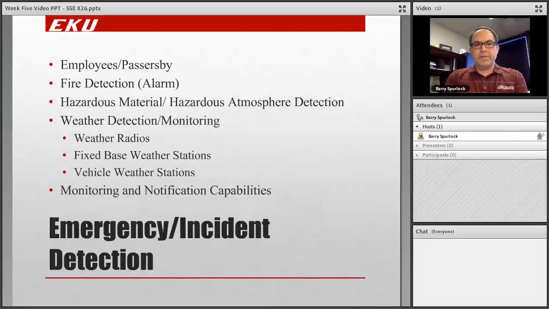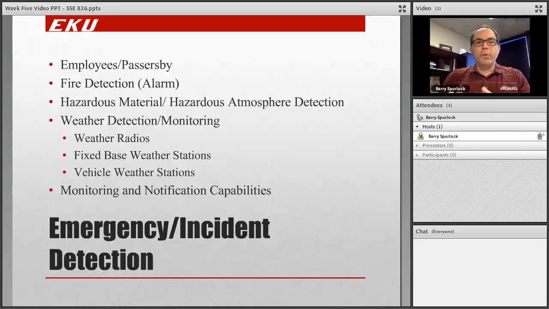Let's talk about some things that are more specific. We have to evaluate how the incident or emergency is going to be detected. We have to consider that. Obviously, the most common way that emergency incidents are usually detected is by people. We have tremendous technology with fire detection and alarm systems. We have tremendous gas and hazmat sensors and systems that are designed to detect when a leak occurs or when we have a hazardous atmosphere. But by far, the human element is always at play.